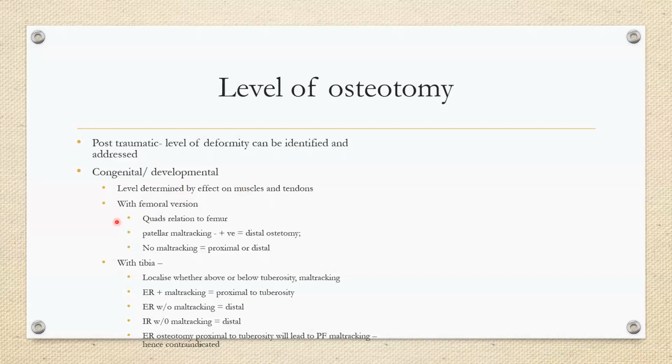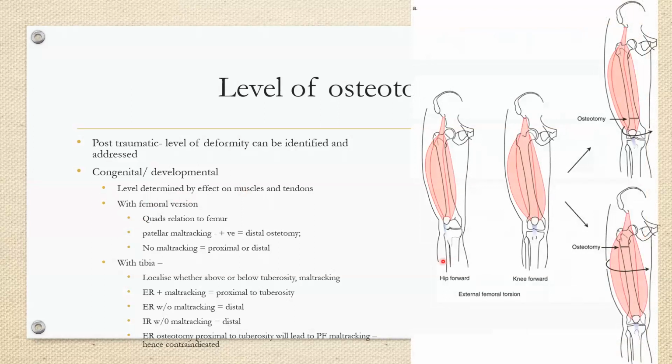For example, with respect to femoral version, if there is femoral retroversion, then the relation of the quads with respect to the femur should be considered. In these cases, since there is external femoral version, the quads is in line with the femur, but not with the knee joint. So in such a case, correcting the deformity with a distal osteotomy will further cause malalignment of the patellofemoral joint at the knee. The entire quadriceps mechanism with the femur should be rotated so that the leg comes into alignment. So in such cases, a proximal femoral osteotomy will be more ideal.